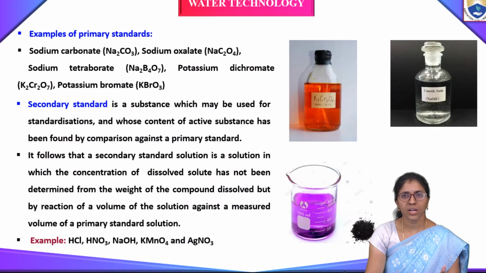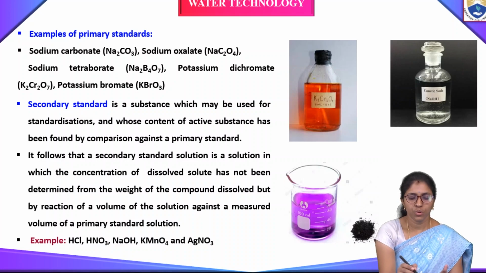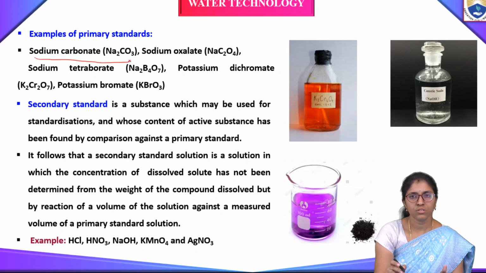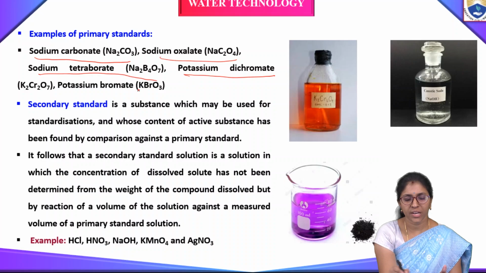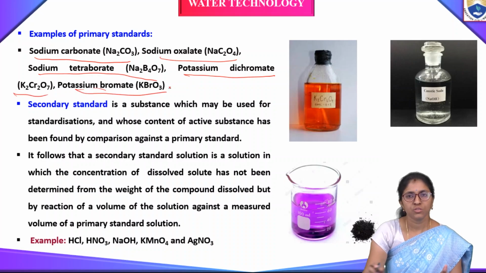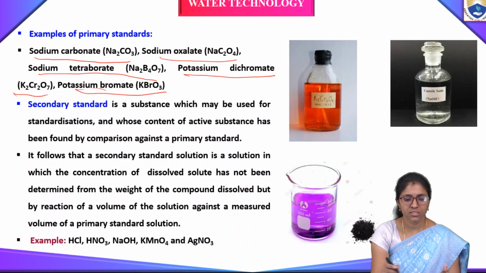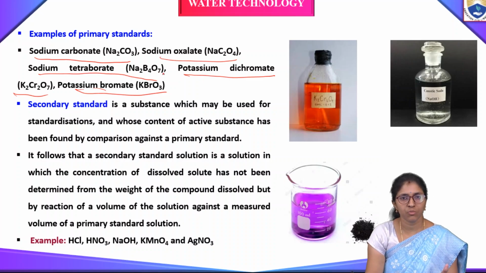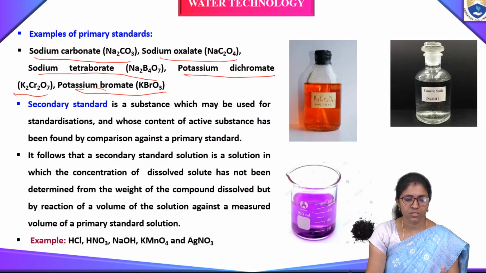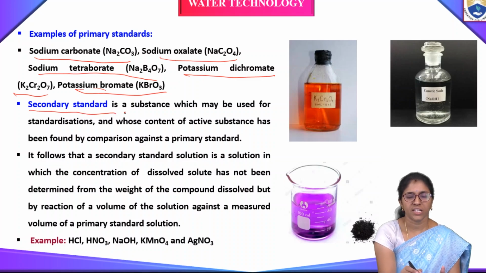Examples of primary standards are sodium carbonate, sodium oxalate, sodium tetraborate, potassium dichromate, that is K2Cr2O7, and potassium bromate. These compounds act as primary standards, and they are used for the preparation of primary standard solutions.